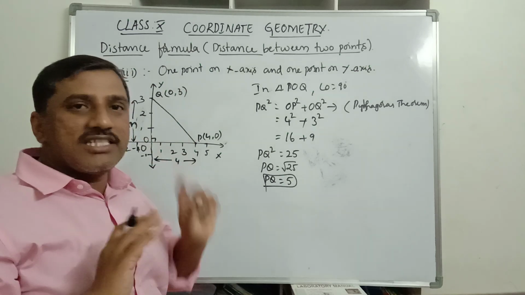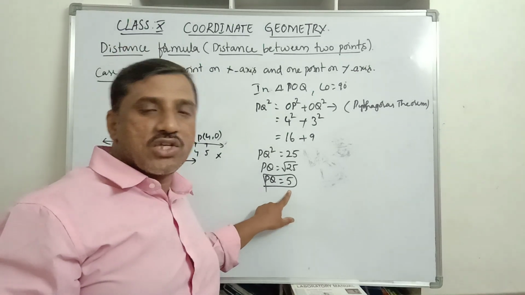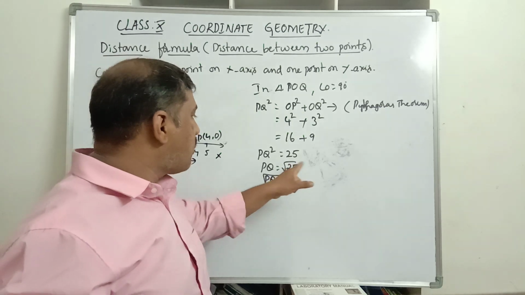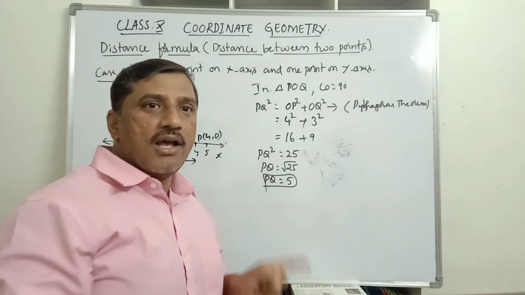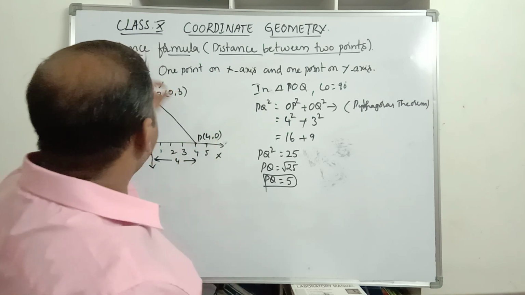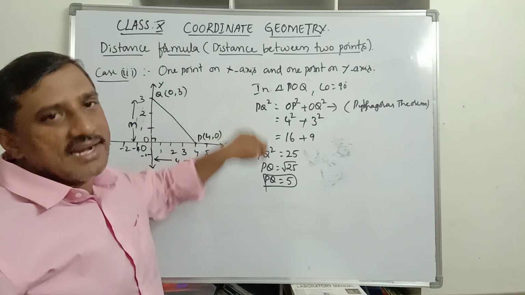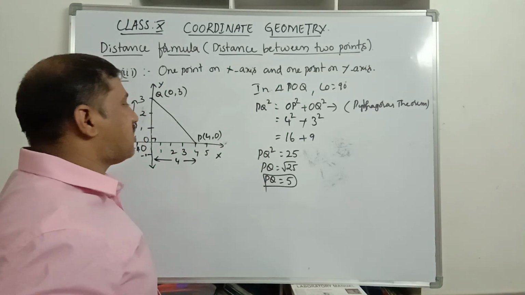Distance will always be positive, it is never negative. So we will always consider the positive value only. That is, the square root of 25 will give 2 values, plus 5 and minus 5. Minus 5 will be ignored. Why? We are discussing distance. Distance is a measurement. It is never negative. Therefore, we will consider the positive value.